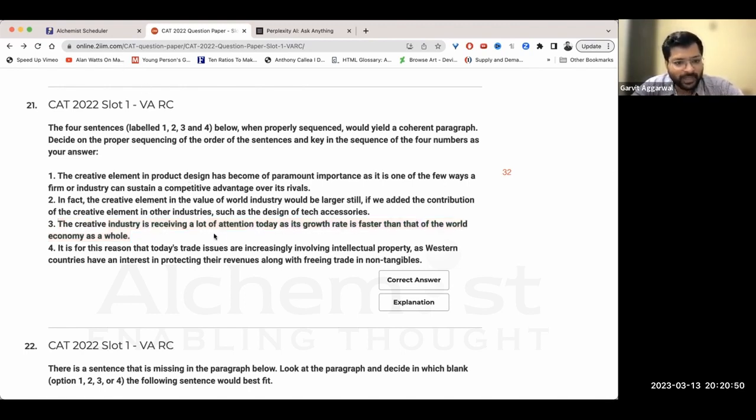Should I talk about fourth first or first first? First. First seems like the logical answer. Why? The creative element in product design has become of paramount importance. बहुत ज़्यादा. Paramount is supreme importance, as it is one of the few ways a firm or industry can sustain a competitive advantage over its rivals. Competitive advantage कब होती है? जब आपके पास कुछ ऐसा है जो किसी और के पास नहीं है, और आपके पास ऐसा क्या है जो उसने फोर्थ में दे दिया? आपके पास इंटेलेक्चुअल प्रॉपर्टी है.